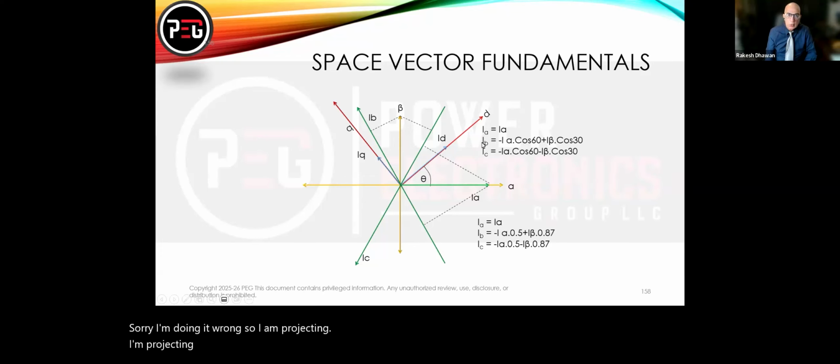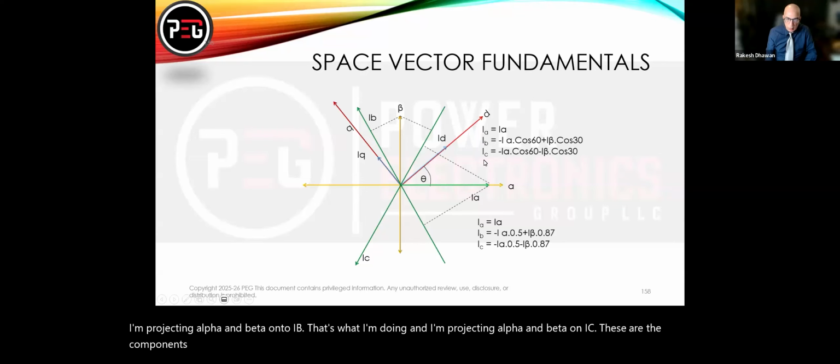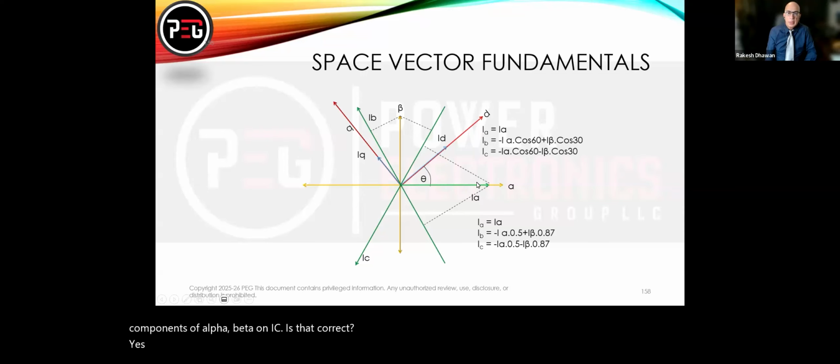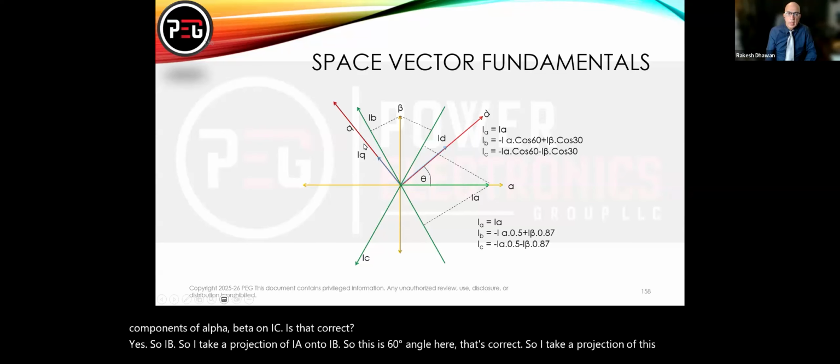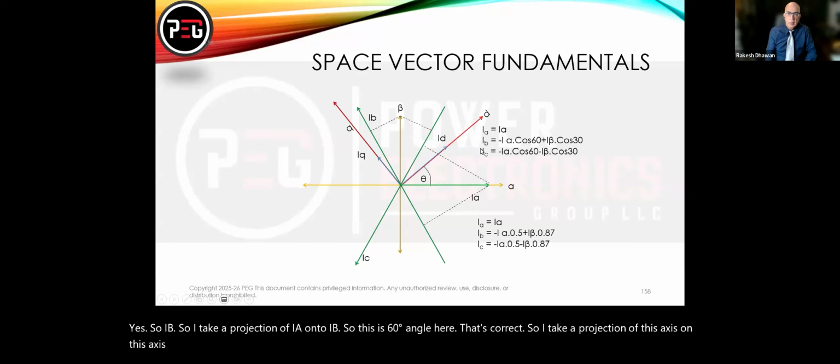alpha and beta onto IB. That's what I'm doing. And I'm projecting alpha and beta on IC. These are the components of alpha, beta on IC. Is that correct? Yes. So I take a projection of IA onto IB. So this is a 60-degree angle here. That's correct. So I take a projection of this axis on this axis because this angle is 60 degrees. And then I have a projection of IB, and this angle is 30 degrees. So this is correct. So I am projecting alpha, beta onto IA, IB, and IC.